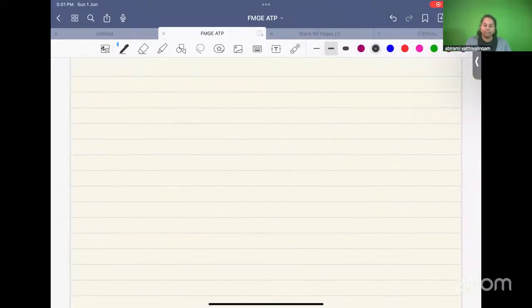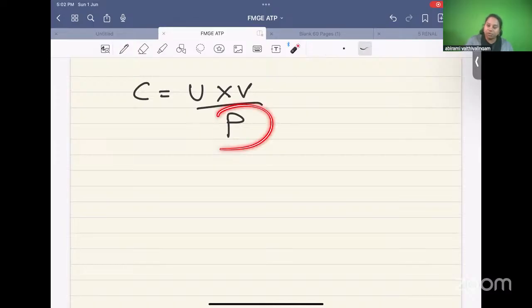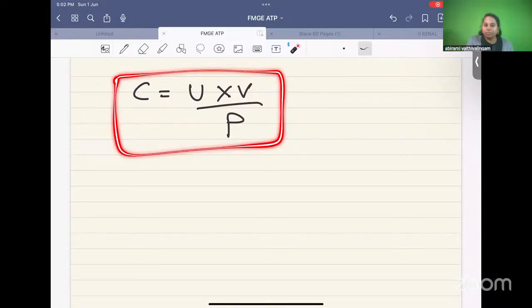So how will you measure clearance? Clearance is equal to U into V by P. This is the formula for clearance. If you give any foreign dye into the patient, you know the plasma concentration, how much you have given. You measure how much has been cleared in urine. So much value P you had given to the plasma. Out of that, what fraction was cleared? U was cleared. So it is U by P, and multiply this by the total urine flow rate V. So clearance is equal to UV by P.